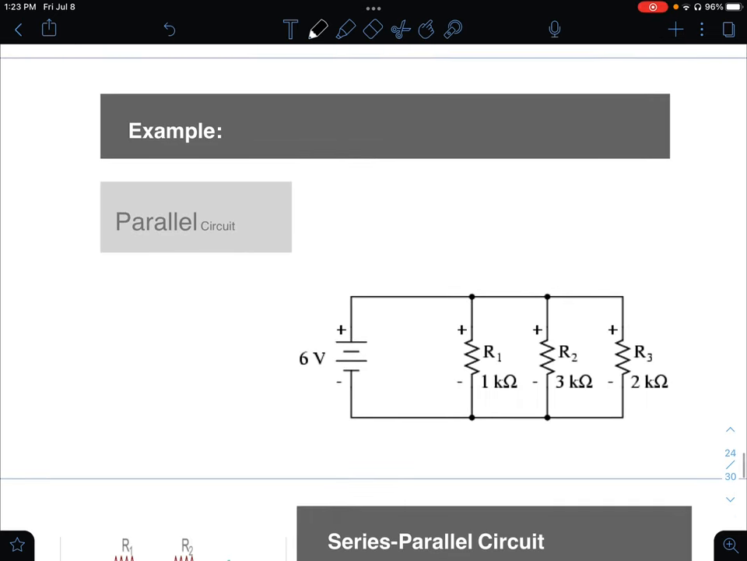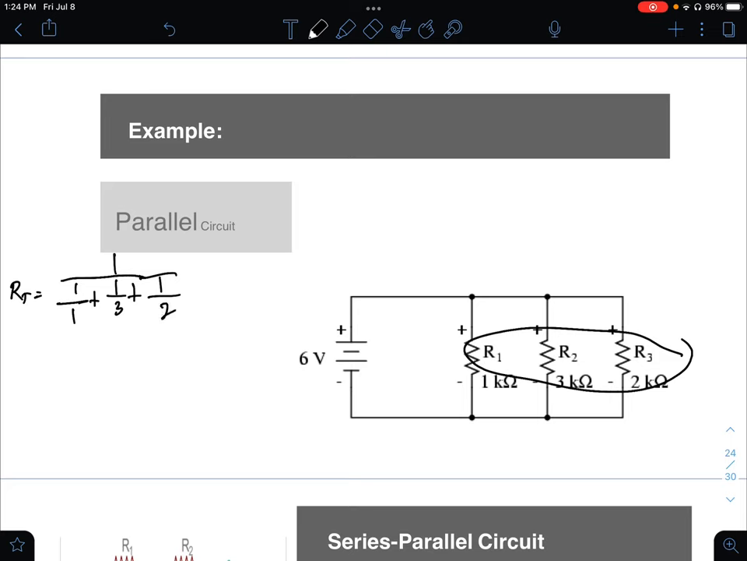Example: find the total resistance of this electrical circuit. To find the total resistance, once again, class, since all of these are in parallel, we will do 1 over, 1 over 1 kilo ohm, plus 1 over 3 kilo ohms, plus 1 over 2 kilo ohms.